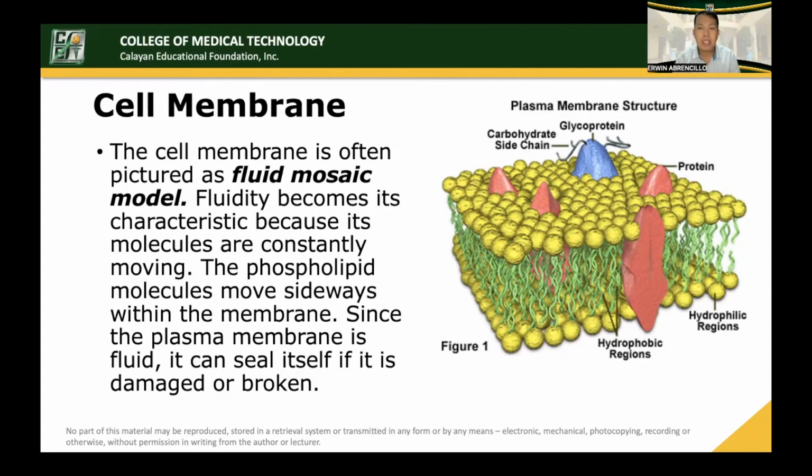Since the plasma membrane is fluid, it can seal itself if it is damaged or broken. The cell membrane allows the passage of substances in and out of the cell. It's just like a guard, no, in a school. So they allow the entrance and exit of students. Now, in here, it allows the entrance and exit of nutrients, of substances. So that's why they are also known as semi-permeable membrane.